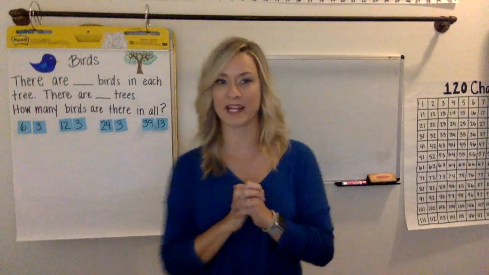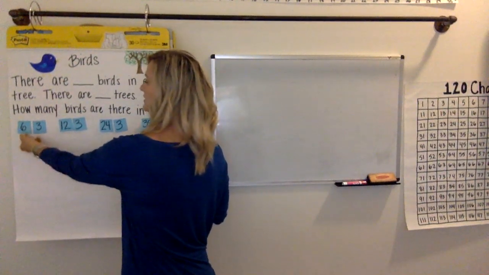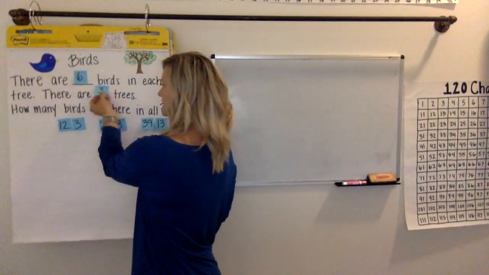I know what mine's going to be. Mine is going to be 6 and 3. So I'm going to choose this set. They have to stick together. This is the first sticky. It goes on the first line. This is the second sticky. It goes on the second line.